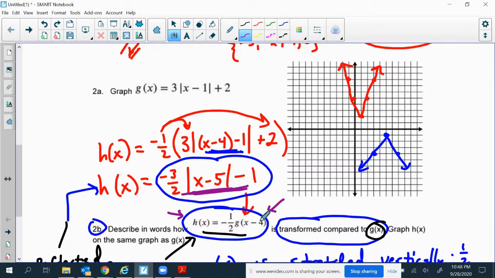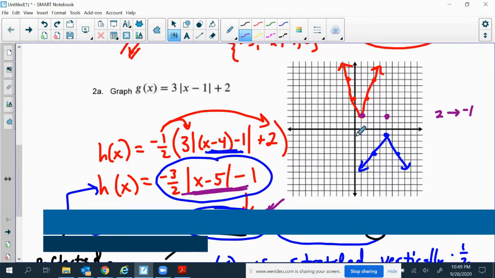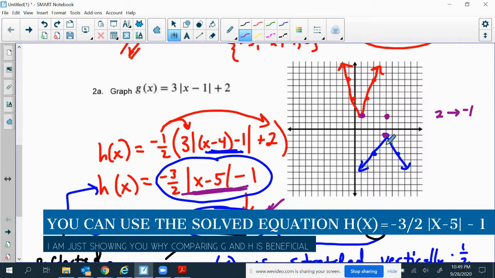So I will show you right now. Take this point, move it to the right 4. See, right 4. Now what's happening is I've already lined up my vertex with this point. Now I have to multiply this value by -1/2. Well, if I multiply it by -1/2, in terms of the y's, 2 times -1/2 is -1. I have now relocated my vertex in the exact spot that I need to.